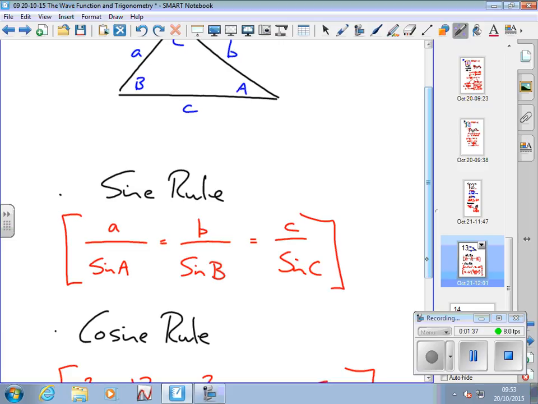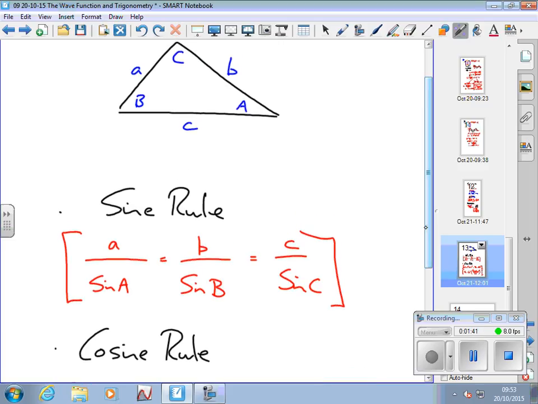The sine rule tells us that the ratio of a side, so side a, divided by the sine of the angle opposite, that ratio of a side divided by the sine of the angle opposite, is the same for all three sides. It's the same as the ratio of b to the sine of angle B, and side c to the sine of the angle C. Those ratios are all the same. So we can use that idea to help us find out information.